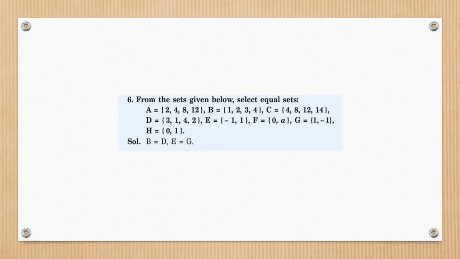From the sets given below, select equal sets. You can see {2, 4, 8, 12} is there. Can you find some set like this? No. {1, 2, 3, 4}: you can see this set D, {3, 1, 4, 2}. So B and D are equal. And then {4, 8, 12, 14}. Can you find a set like this? No. Then {-1, 1} and this {1, -1}. So E and G are equal. Now, there is no set with 0, and also {0, 1} is not there.